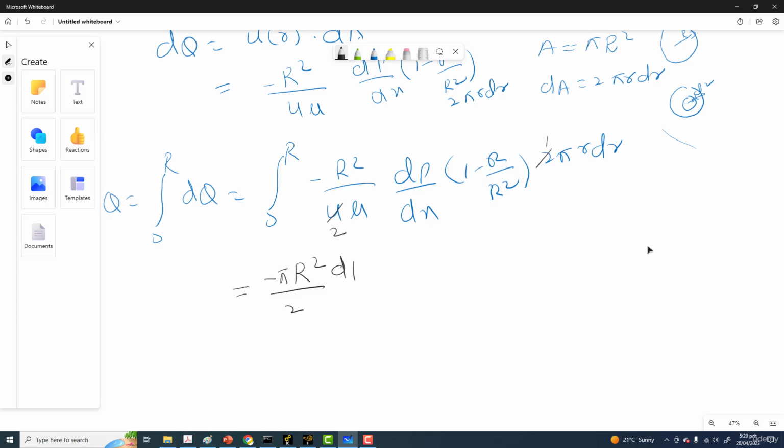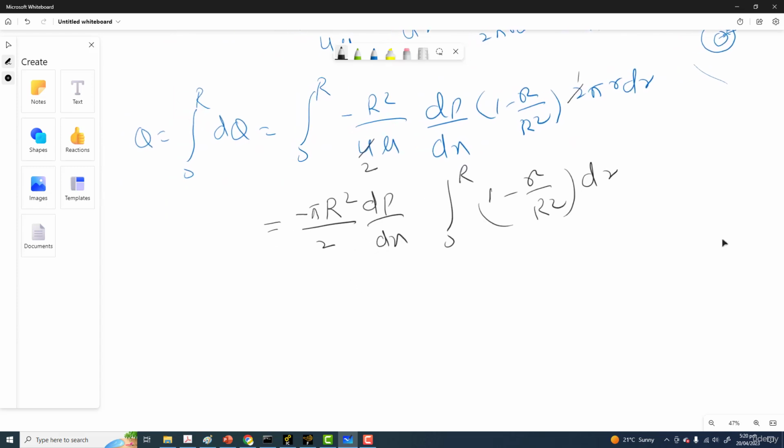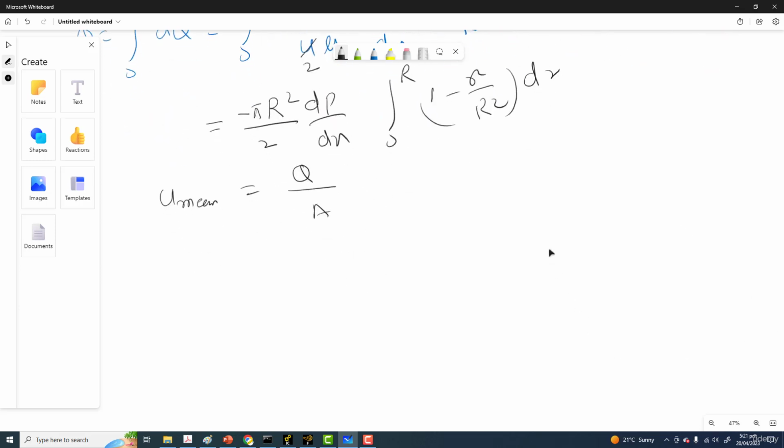Okay. And also dP by dx. And inside the integration we have (1 minus r square upon R square) dr. And you also know that the U average, or the U mean, will be equal to this Q upon area. So this will be equal to, the Q is given above.